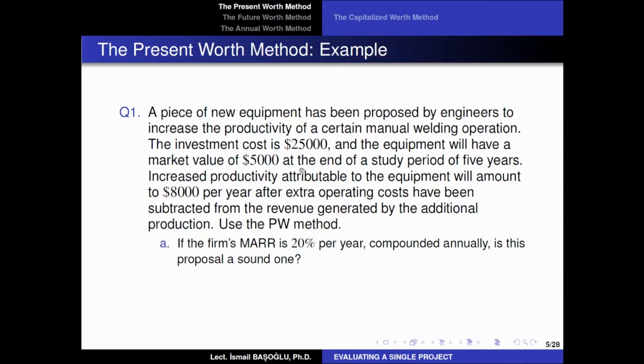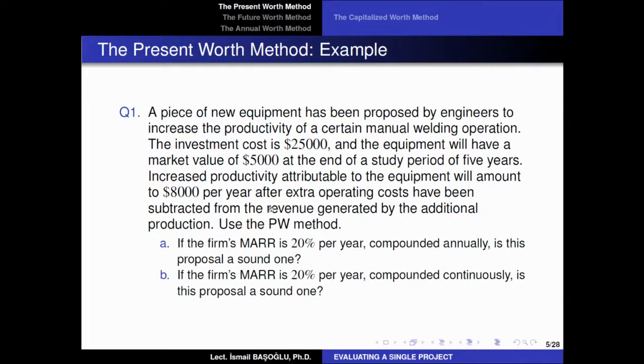Secondly, in part B, the question says that if the minimum attractive rate of return is again 20% per year, but it is compounding continuously instead of annual compounding, if the company assumes a continuously compounding minimum attractive rate of return, now asking the same question, is this proposal a sound one? Now we are going to answer both.